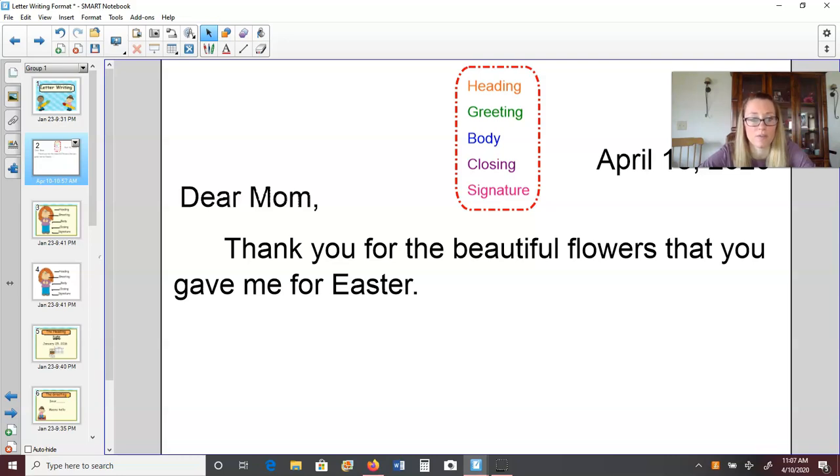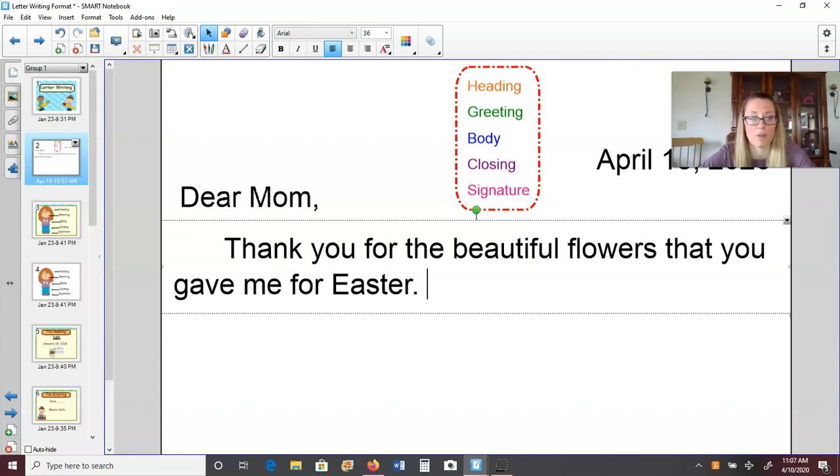So I said, thank you for the beautiful flowers that you gave me for Easter. So I stated the main idea here, the topic, the purpose of this letter is to thank my mom for the flowers. And in the message, I need to expand a little bit here, give some details. I need to elaborate, why am I thankful for the flowers? What did I like about them? So you could think about the gift that you received, why was it special to you? Why did you like it? Have you been playing with it or using it? Tell the person so that they can feel your appreciation.